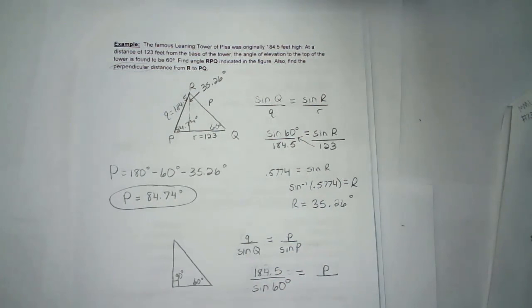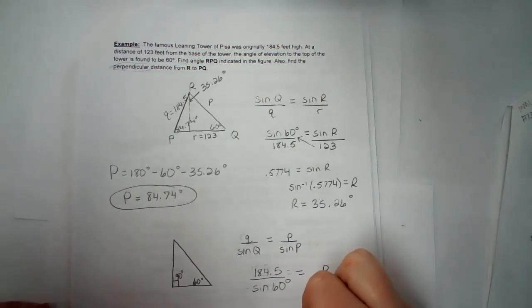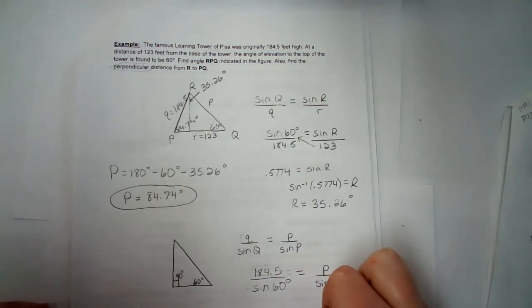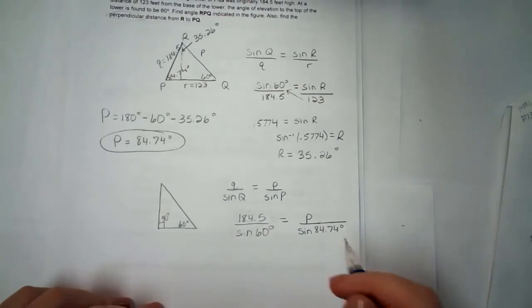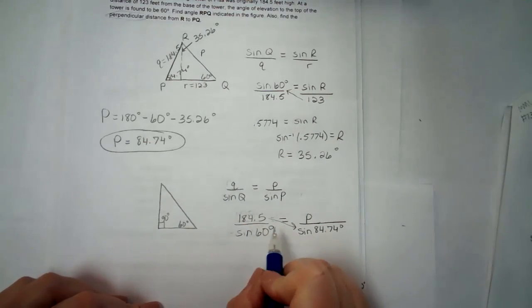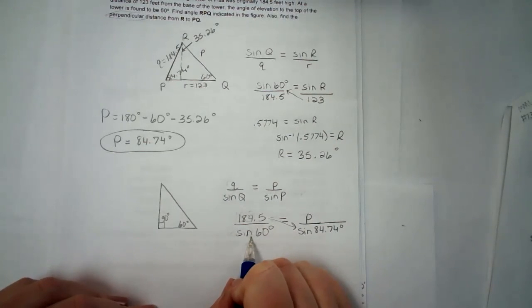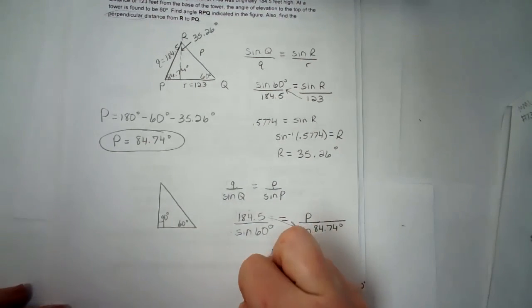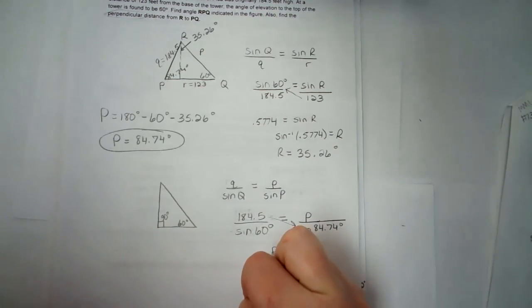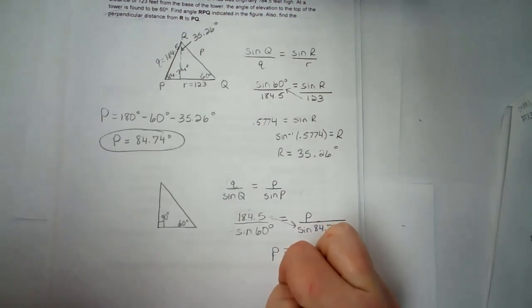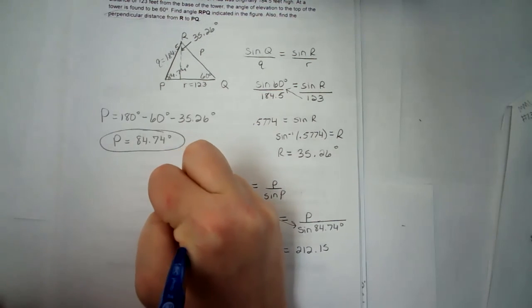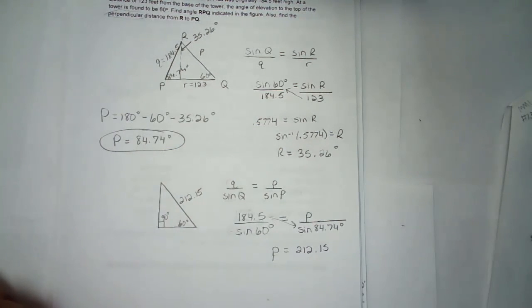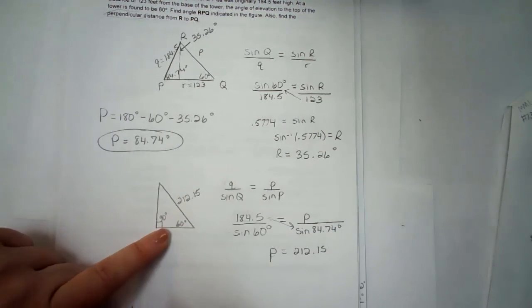Okay, and then I have angle P, sine of 84.74 degrees. So I'm going to multiply these together and divide by the sine of 60. This is going to give me a side P equal to 212.15. Okay, so that's my hypotenuse.